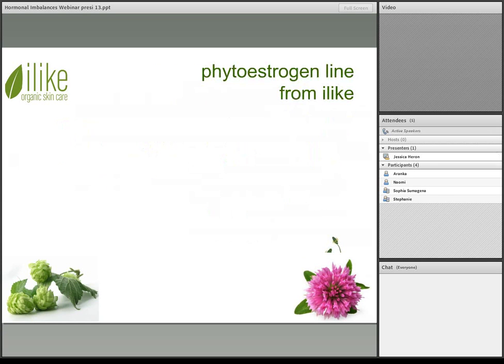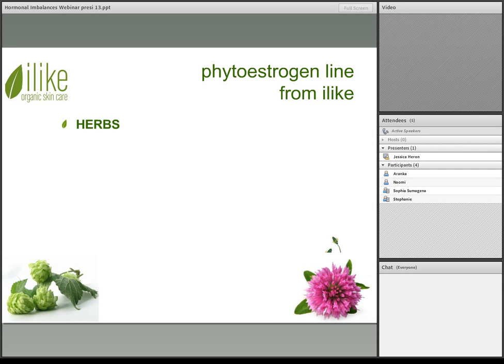So overall, we learned that phytoestrogens have a very positive effect on our skin, and they will also be a solution to help you with addressing many of the symptoms that we just overviewed associated with estrogen imbalance, insulin imbalance, and also thyroid imbalances. So let's take a look at some of the herbs that are used in the Ilika products, a part of our phytoestrogen line.